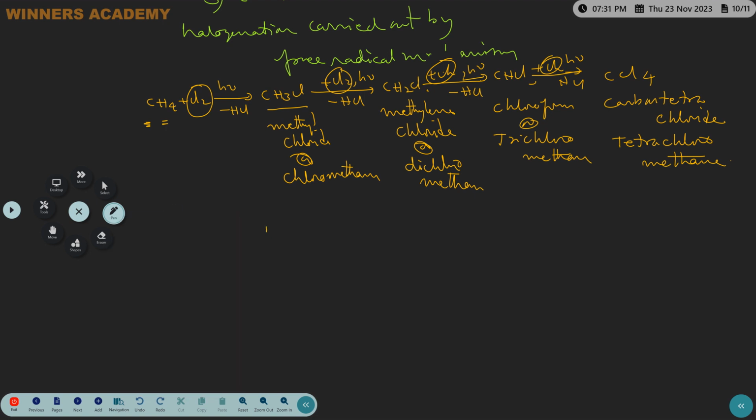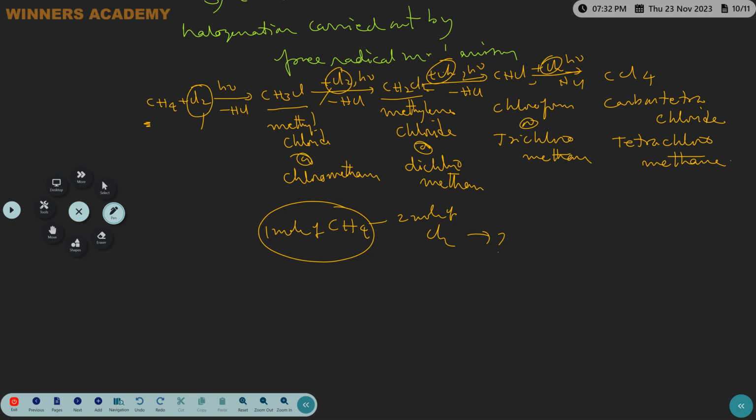My question is, if 1 mole of CH4 is treated with 2 moles of chlorine, the product is dash. Which compound is formed? 1 mole of methane reacts with 2 moles. Here 1 mole is used, here 1 mole is used. Product is dash. CH2Cl2. CH2Cl2.